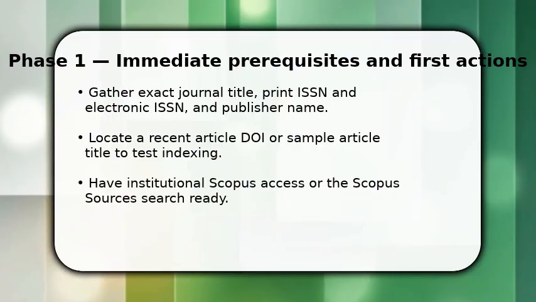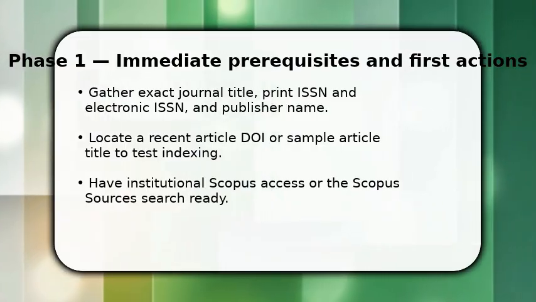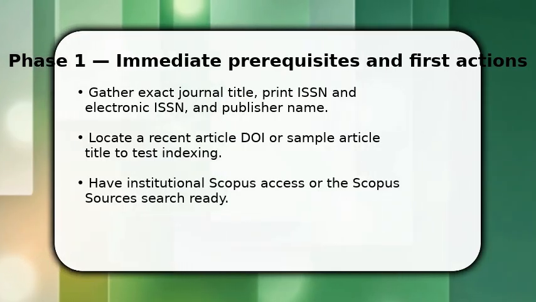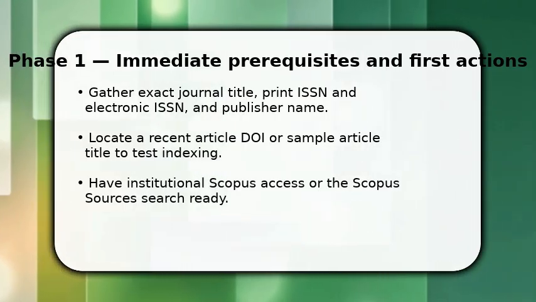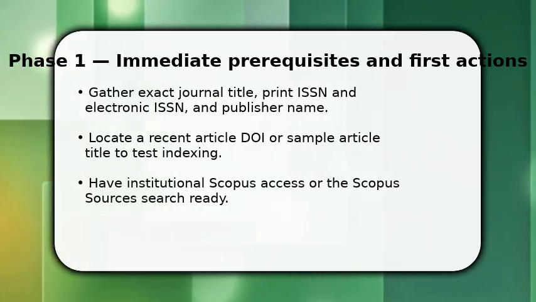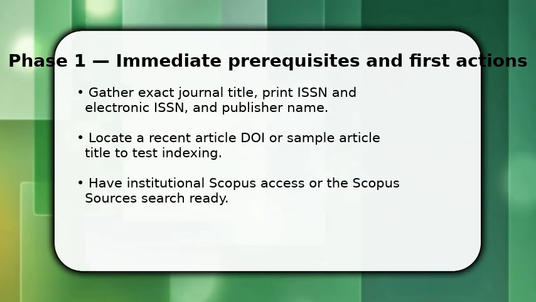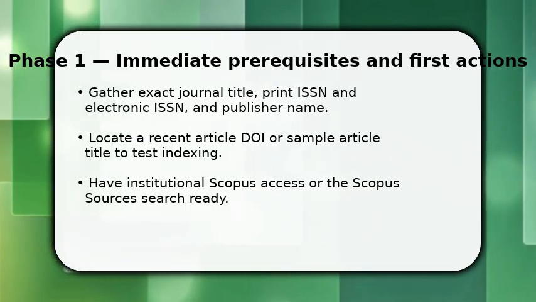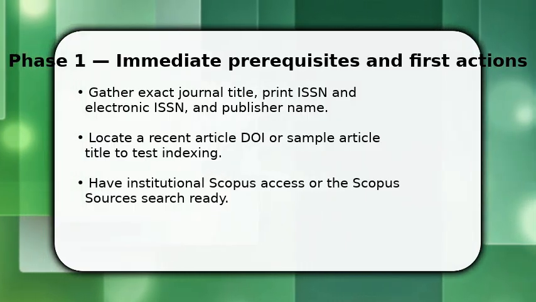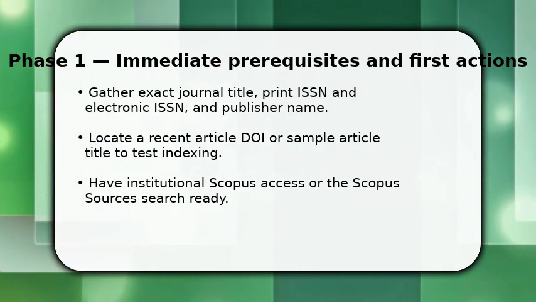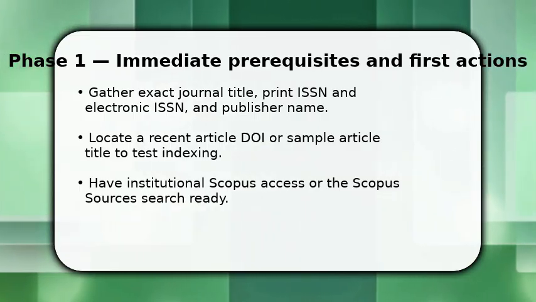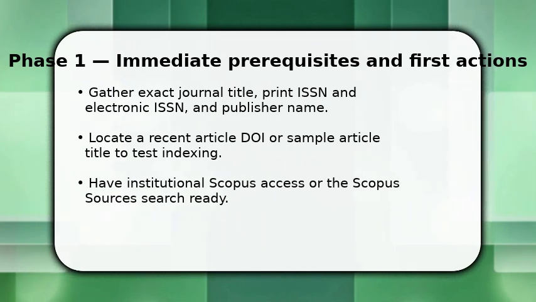You start by collecting identifiers, the exact journal title, both ISIN values, and the publisher name. This avoids confusion from similar titles. Once done, grab one recent article DOI or title so you can test whether Scopus has indexed its content. Then make sure you can reach Scopus sources via institutional login or the public sources search, because you'll cross-check title and ISIN there. Doing these 3 items first saves time and prevents false negatives when you search.